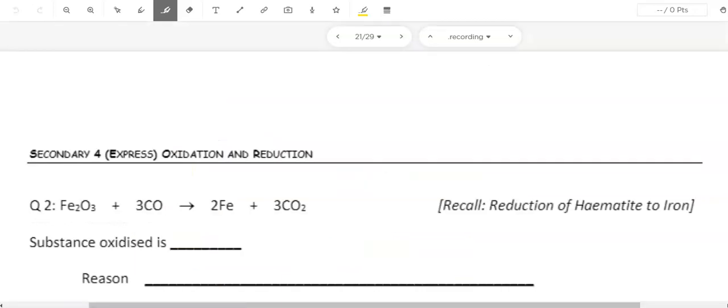Okay, so let's go on to the next page to see more examples. Substance that's oxidized, substance that's reduced. So we have Fe2O3 becoming Fe. This is our blast furnace reaction. So Fe2O3 to Fe, we know that from here to here, this is actually losing O.